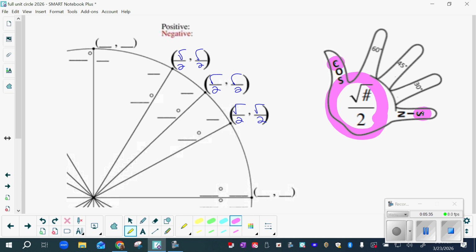I'm sorry. An S on your pinky, a C on your thumb. Did I get that wrong? I have it. Okay. So here's what we need. We're looking right up here.